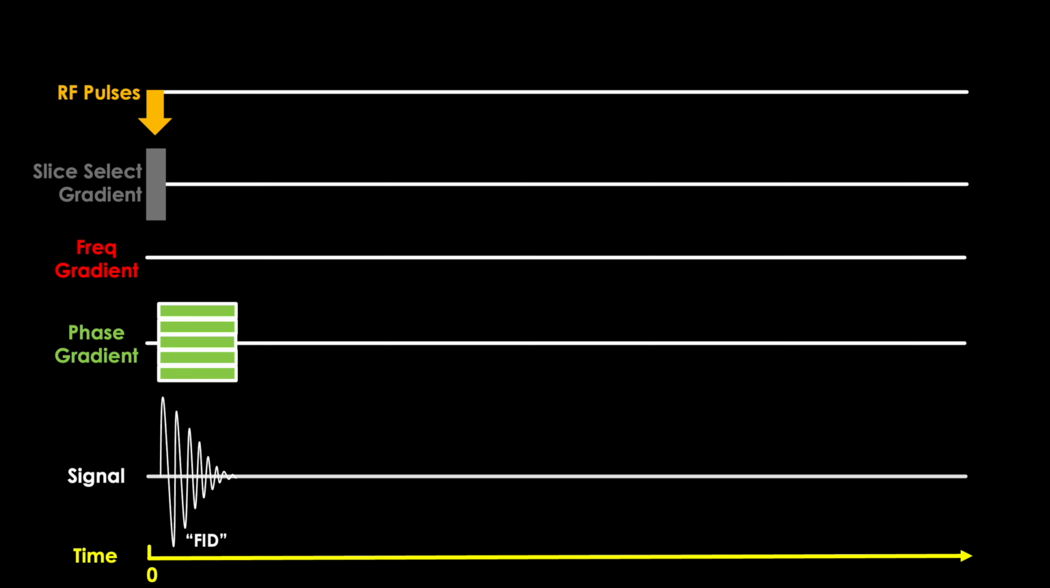We now need to develop a way to make this signal re-emerge so we can apply our frequency encoding gradient, and we call this re-emergence the echo, as I'm sure many of you have at least heard of this term before. So the question is, how do we do this? How would we go about getting this signal to re-emerge?